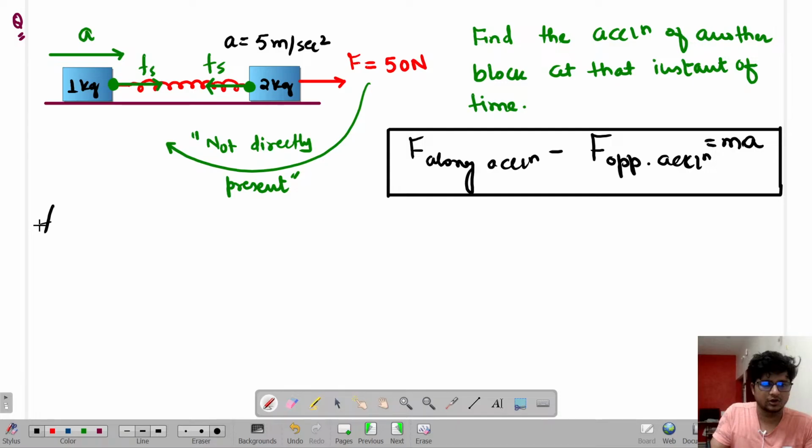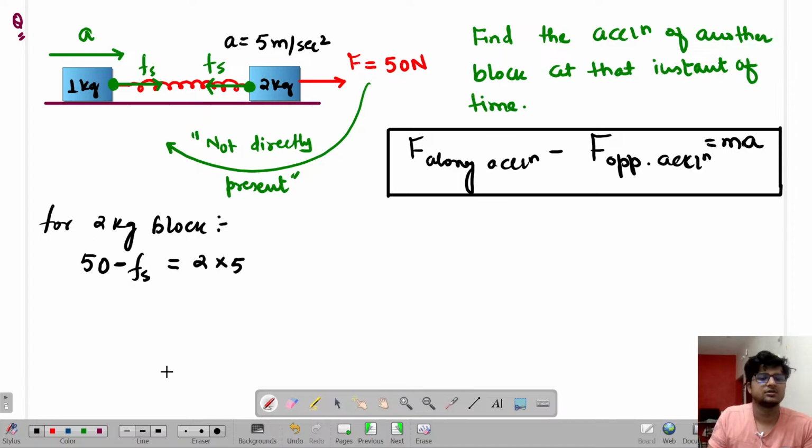So look over here. For the 2 kg block, if I apply this, what is my pulling force? 50. What is my opposing force? Spring force. And that is equal to mass 2 kg times its acceleration, which is how much? 5. So this implies that spring force is going to be how much Newton? 50 minus 10. How much is that?